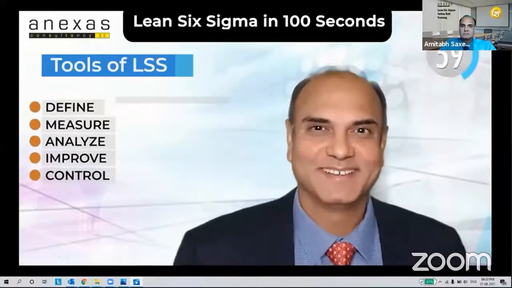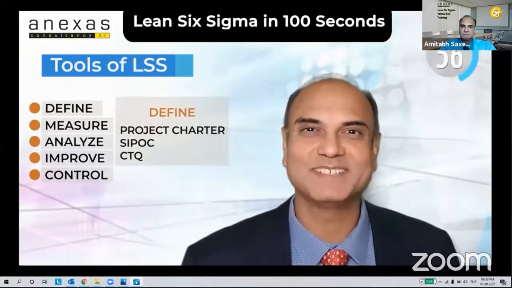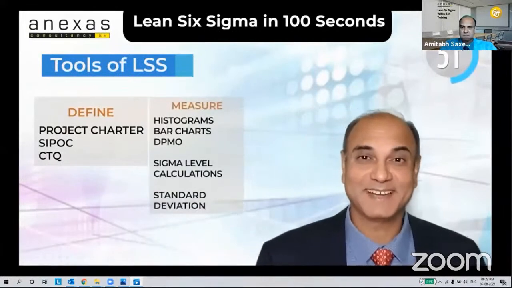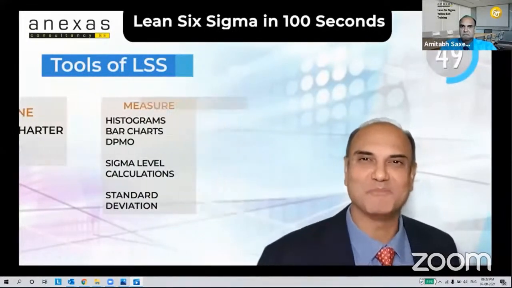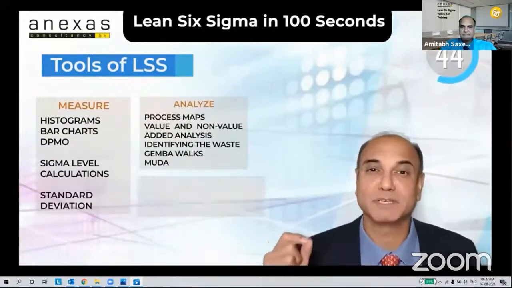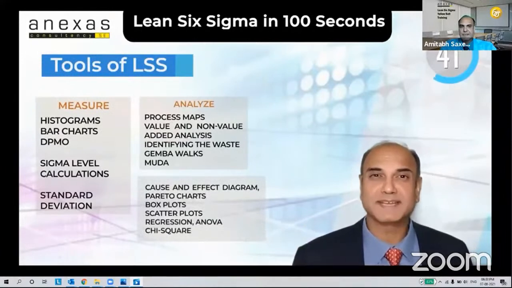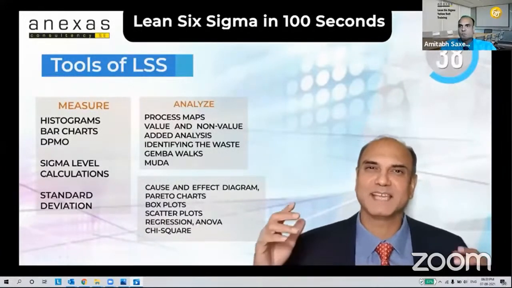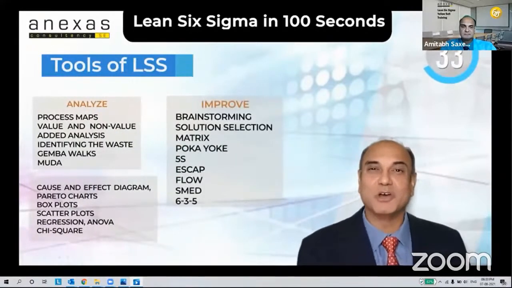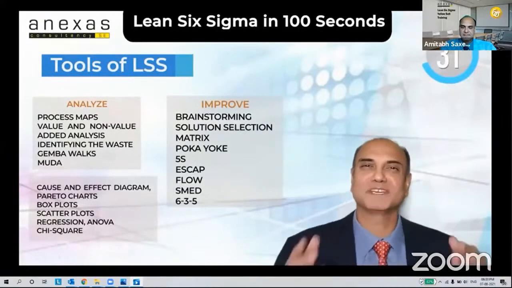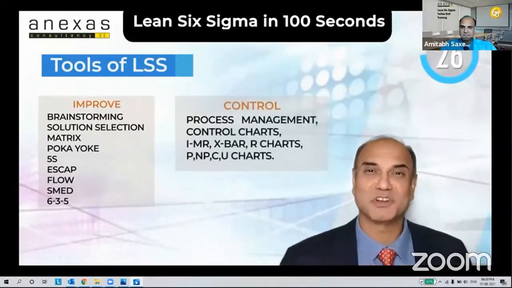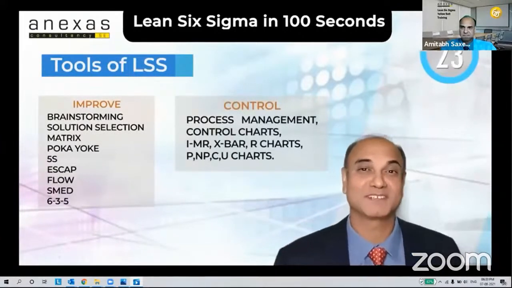In define phase, we set the direction for improvement by writing a problem and goal statement and forming a project team. In measure, we collect the data and understand how the process is performing. In analyze, we analyze the root causes. We map the process, identify the waste, use cause and effect diagram, Pareto analysis, graphical analysis, and hypothesis tests. In improve phase, we generate ideas to take care of root causes using lots of tools like brainstorming, mistake proofing, FMEA, etc. And in control phase, we sustain the improvements for a long time by using process management and control charts.